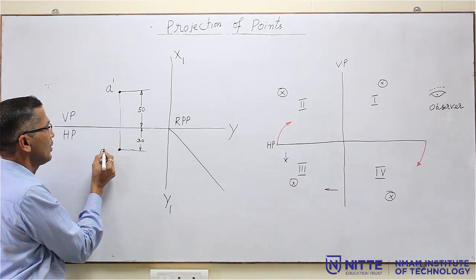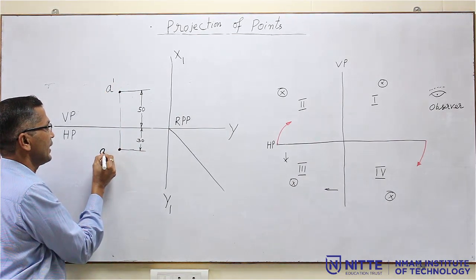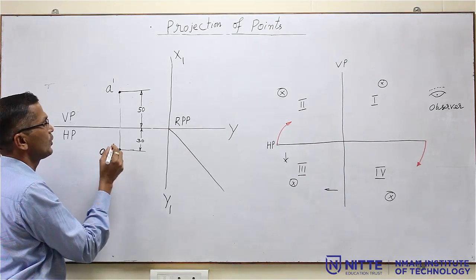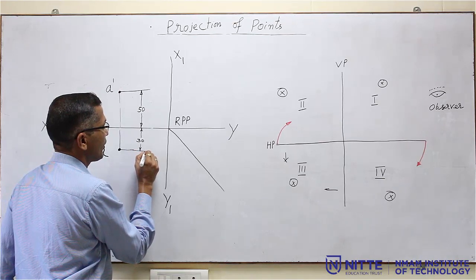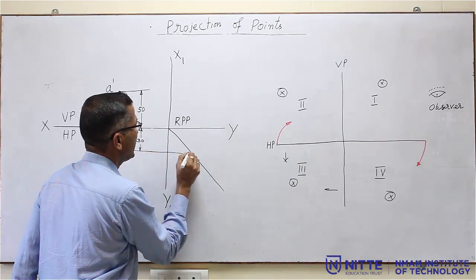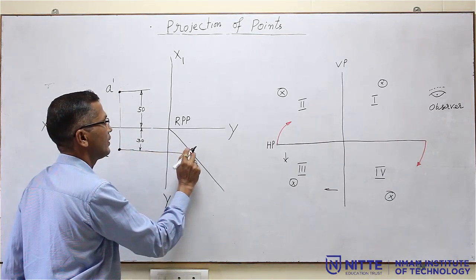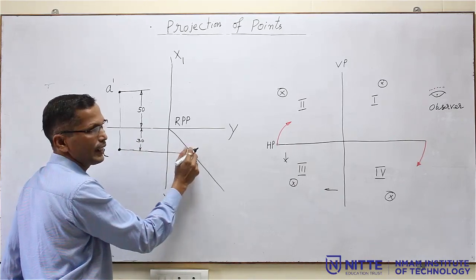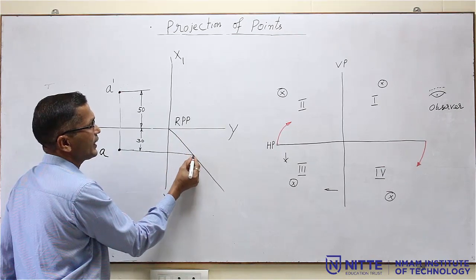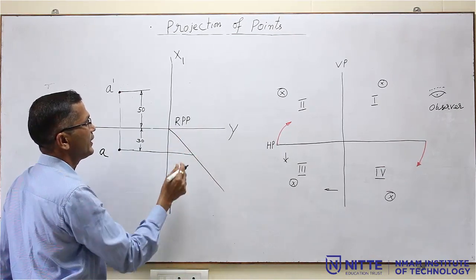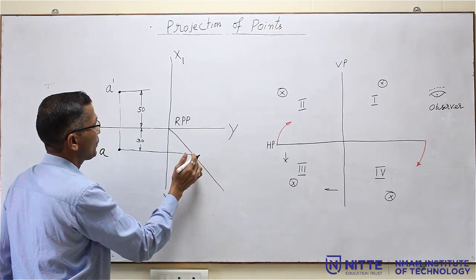What is that top view? The A, not A dash. A is the top view. So, go to the top view and project it towards the 45-degree line. Just extend a 2H line up to the 45 degree line. Now, when it intersects with the 45 degree line, stop here, then divert towards the front view.